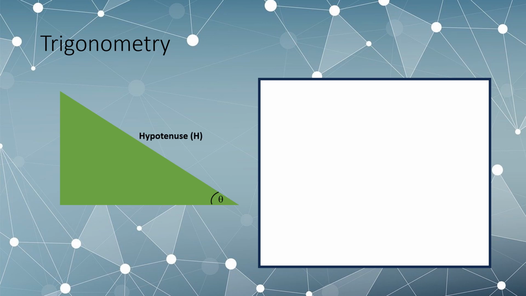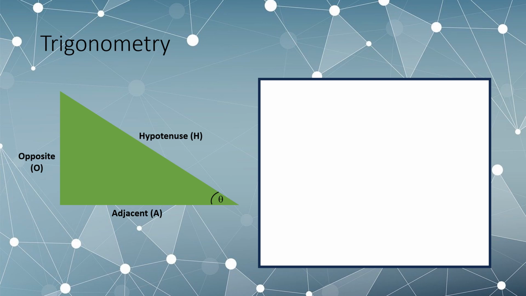The side opposite our angle is, well, considered the opposite side. And the side adjacent to our angle is, you guessed it, considered the adjacent side. These are often represented by their first letter. So hypotenuse is H, opposite is O, and adjacent is A.